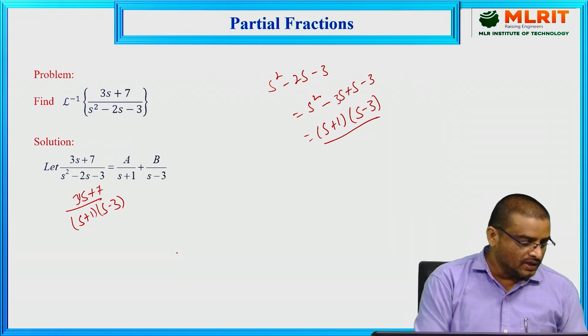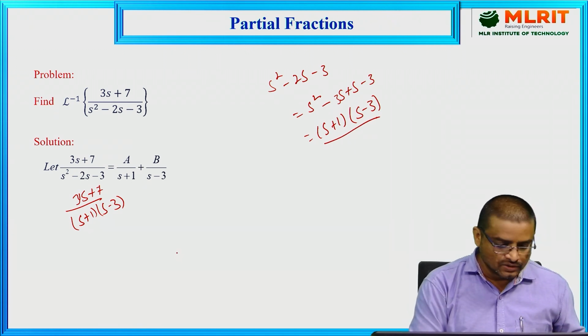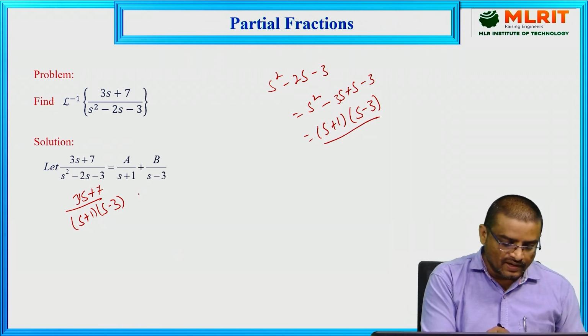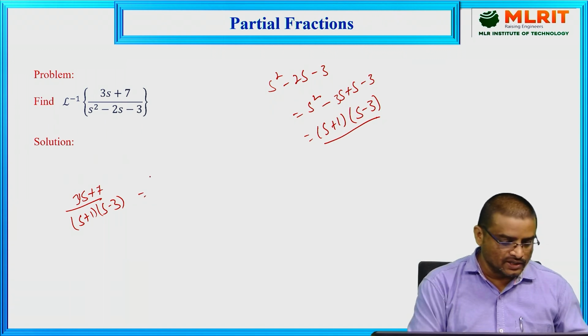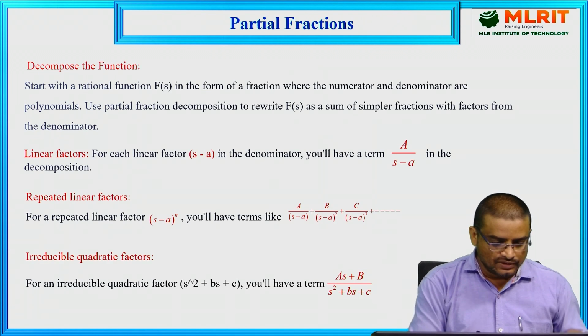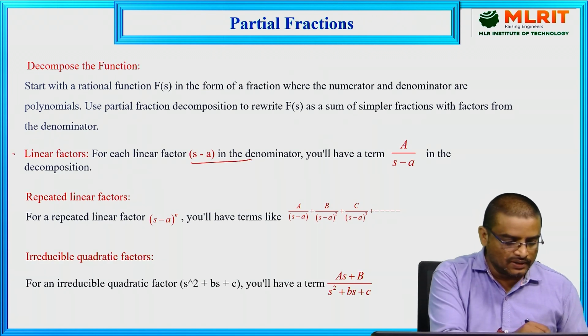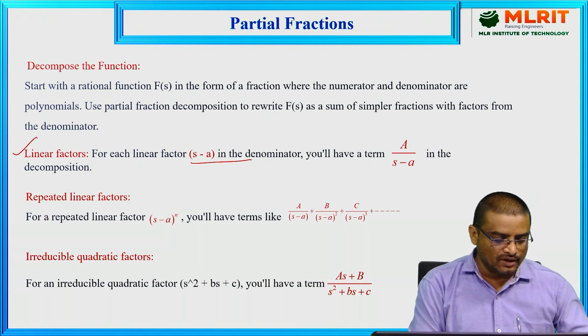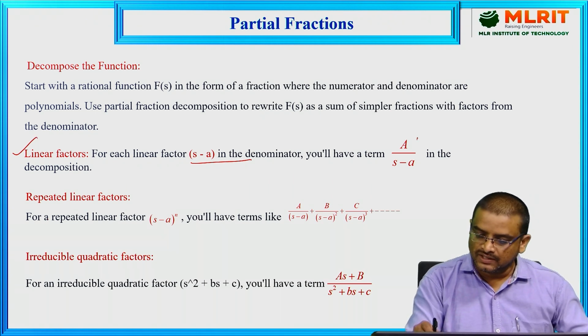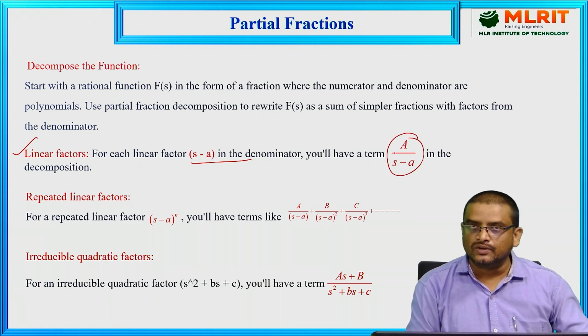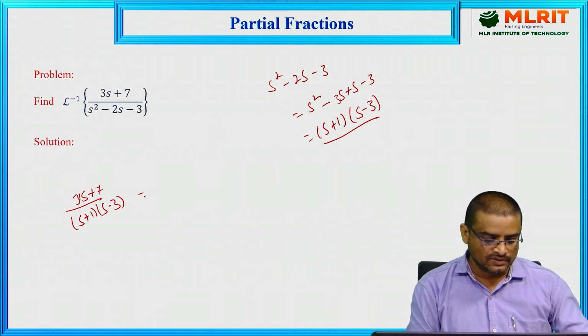Now both are linear factors, so we have to apply case 1 here. So this is our case 1 property, linear factors. Whenever the denominator contains linear factors, then like this we have to write it into partial fractions.